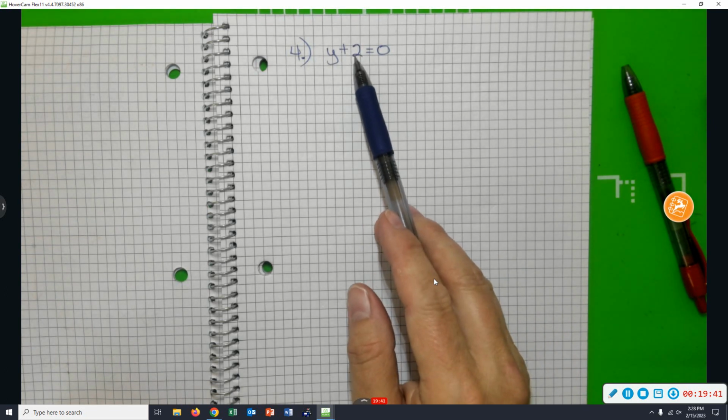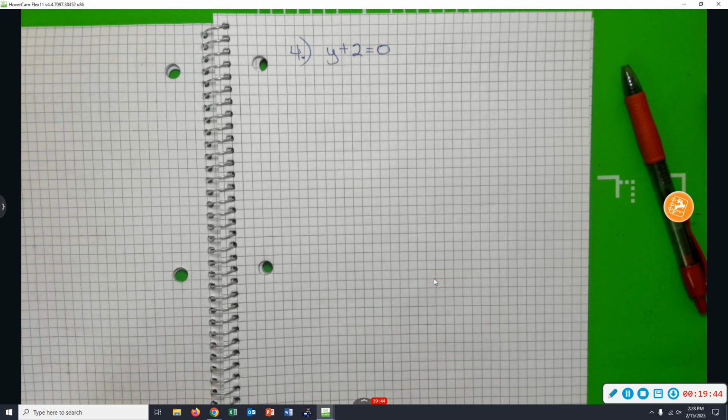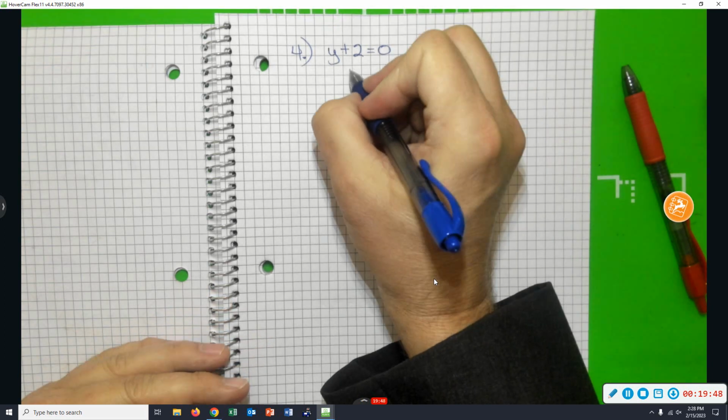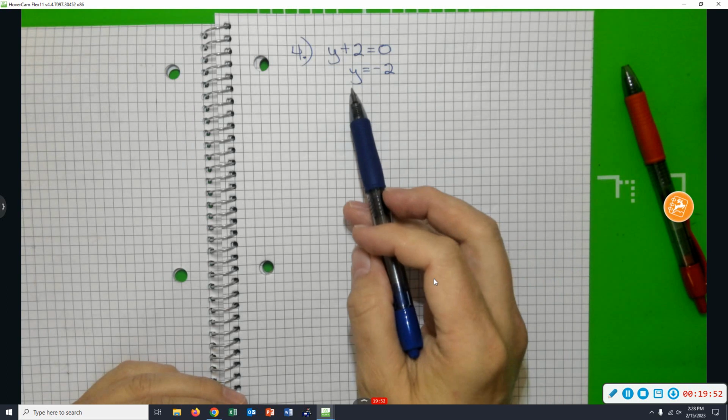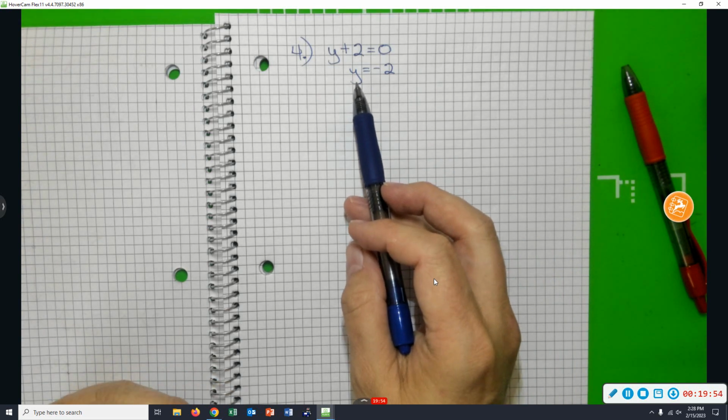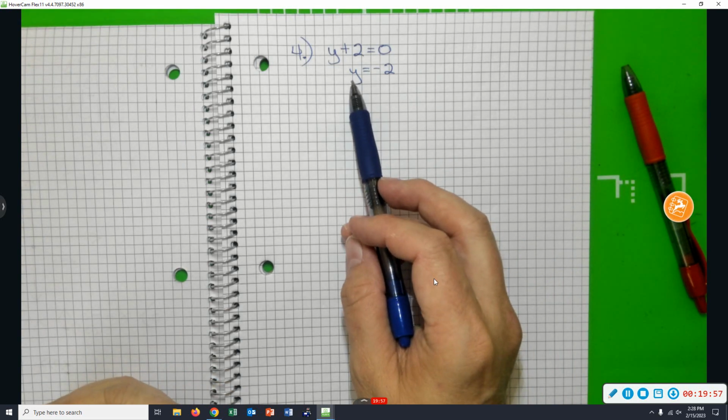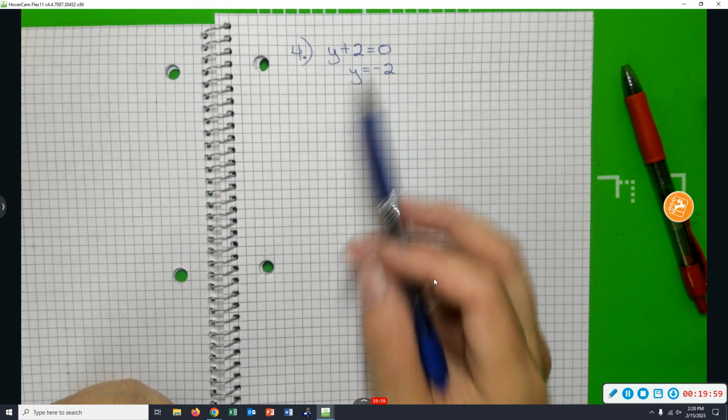Well, I know what I can do to get rid of that plus 2 so that the y is by itself. So I subtract 2 from both sides to get y equals negative 2. That says that we're going to be drawing a line passing through the y-axis at -2.